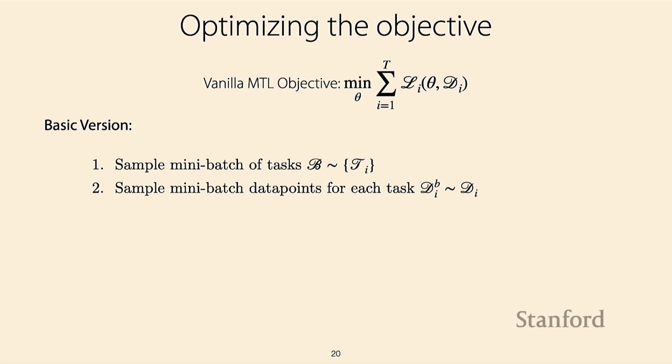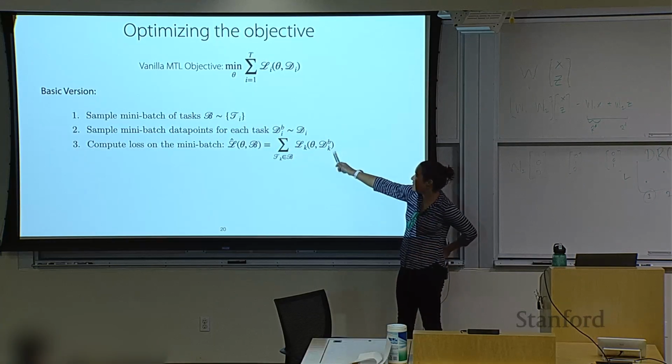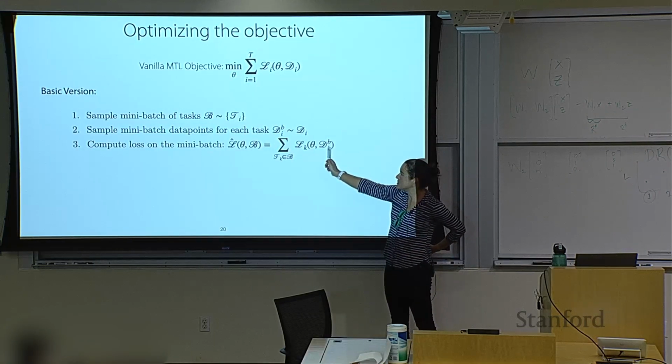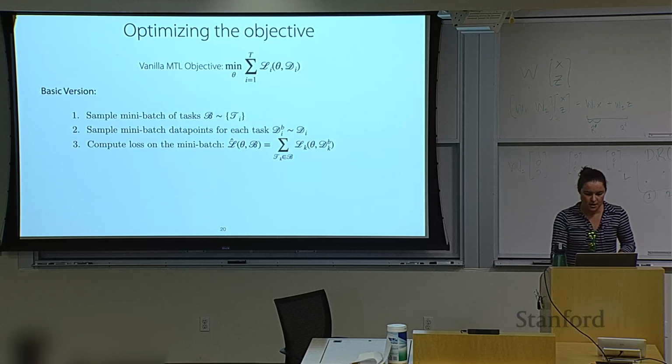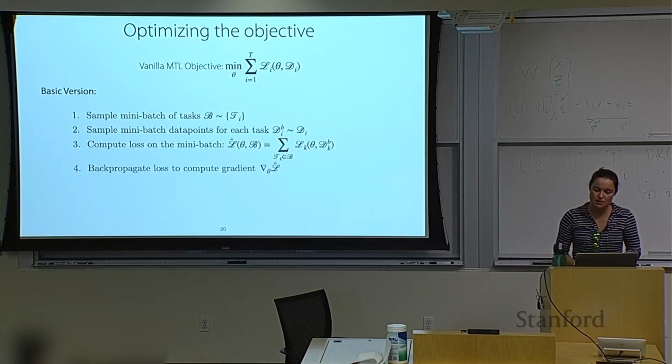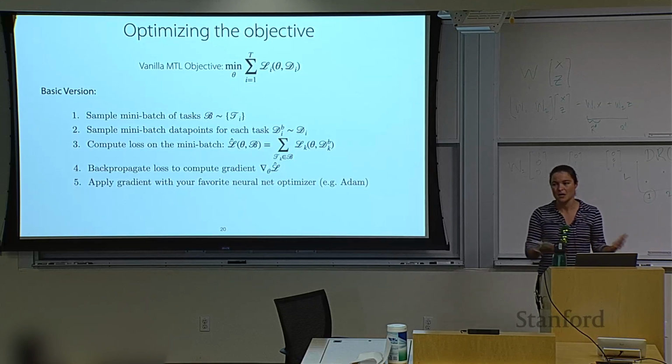Then we will sample data points for each of the tasks that we sampled. So this is going to be another mini batch. And then we can compute the loss on that mini batch. So we have each of the tasks in our batch of tasks, and then we have the mini batch data set for that task that we computed. And this will correspond to a mini batch loss function in the multitask setting. Once we've computed our mini batch loss function, we can compute the gradient of that loss function and backpropagate that into the neural network and apply the gradient with your favorite optimizer. So you could use vanilla stochastic gradient descent, perhaps with momentum, or you could use something like Adam, which is often used in practice.